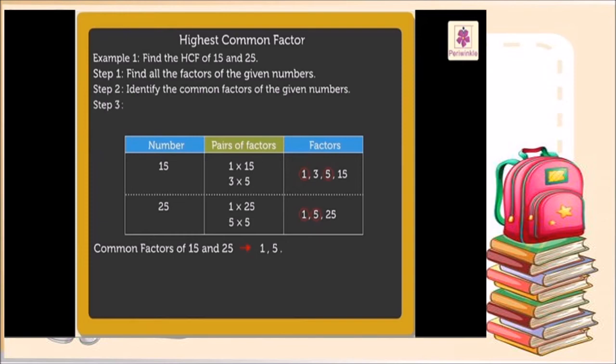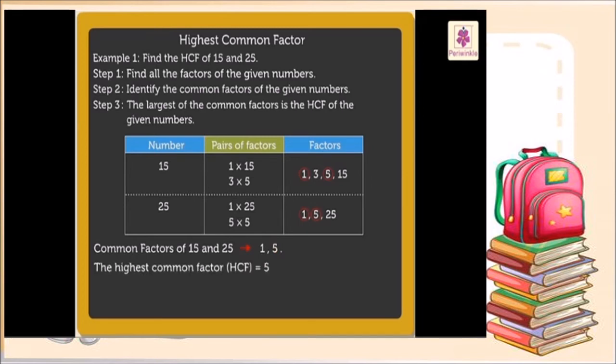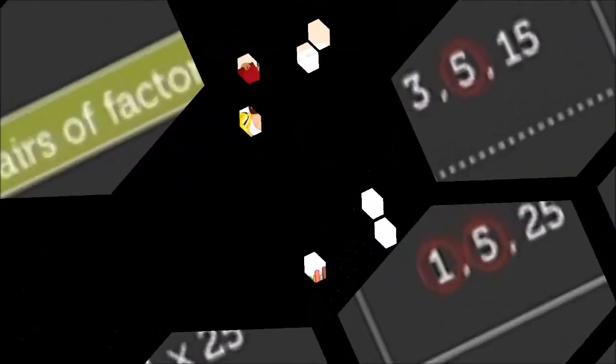Step 3. The largest of the common factors is the HCF of the given numbers. Here, the largest of the common factors is 5. Thus, the highest common factor is 5. Hence, we define the highest common factor as the largest common factor that two or more numbers have.